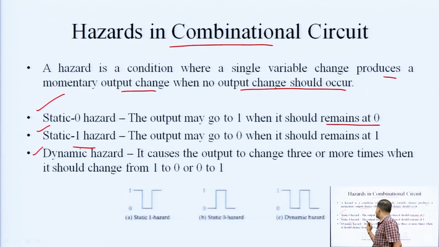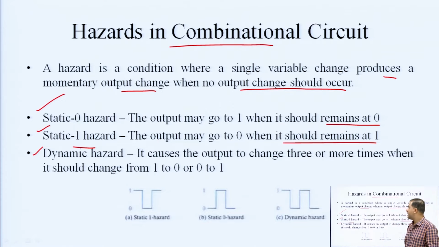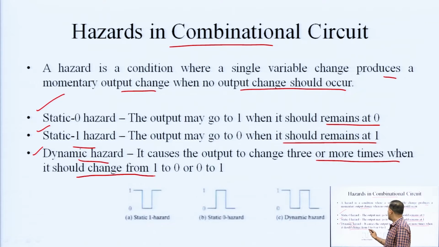What is static 1 hazard? The output may go to 0 when it should remain at 1, meaning the output should be at 1, but it is going to 0. That is called static 1 hazard. Next is dynamic hazard. It causes the output to change 3 or more times when it should change only once, from 1 to 0 or 0 to 1. So, these are the hazards that we find in a combinational circuit: static 0 hazard, static 1 hazard and then dynamic hazard.